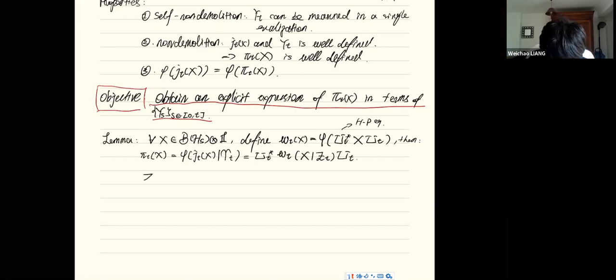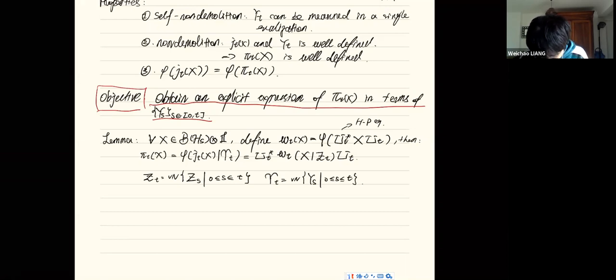Here D_t is the Feynman algebra generated by the input noise, which is commutative, and Y_t is the one generated by the observation process. We have already shown you that. And the proof is very easy.